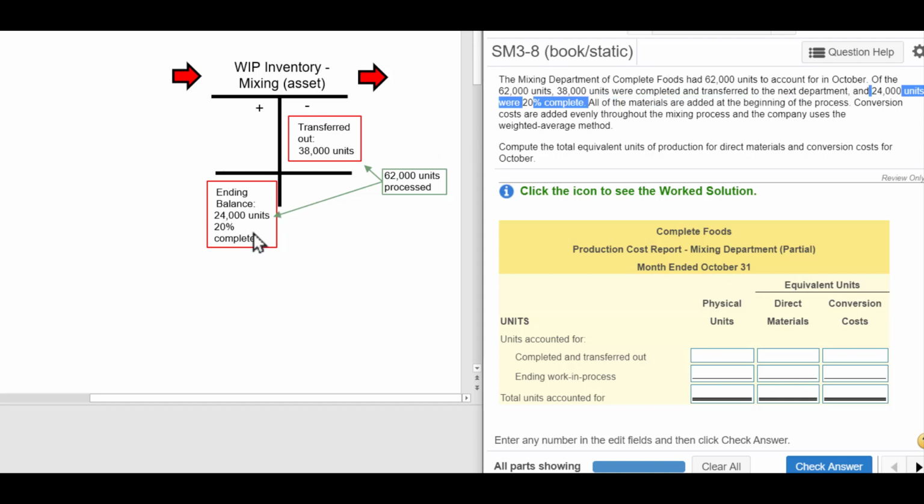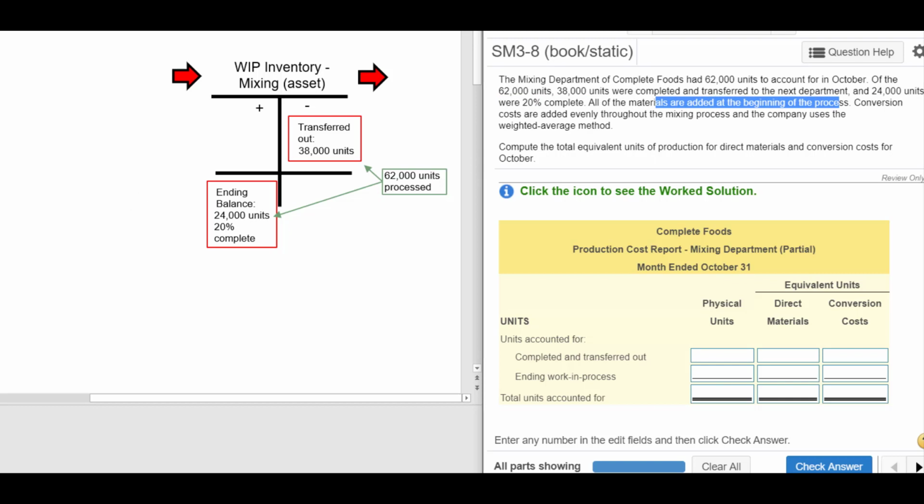And because they're incomplete, they are the ending balance in the work in process. So 38,000 complete and transferred out, 24,000 20% complete. Therefore, they are incomplete and remain in the work in process inventory account for the mixing department. All the materials are added at the beginning of the process.